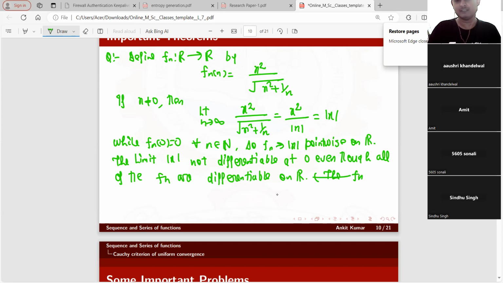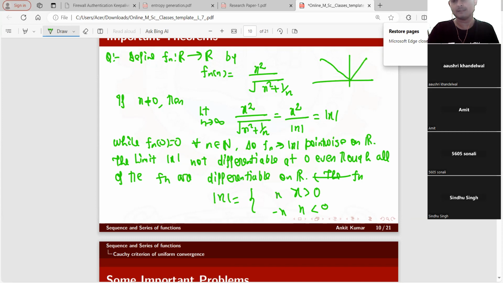Now we see this is the modulus function: x when x is greater than 0, minus x when x is less than 0, and 0 when x is equal to 0. So this is a modulus function, and this is the graph of it. These are the corner points, and at the corner points the function is not differentiable.